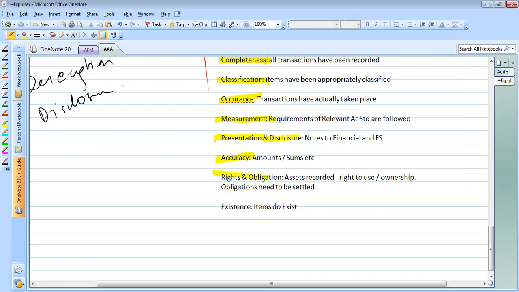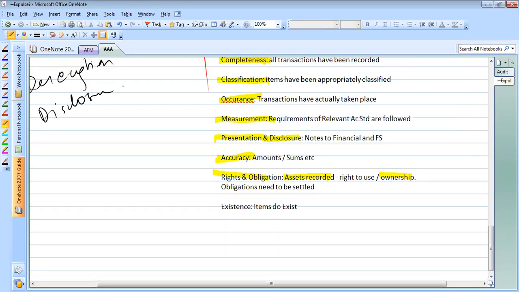Rights and obligations. The assets that we have shown as our assets, we actually do have a right over them. It's not necessary that we own them, because at times when you've got leased assets, you don't ultimately own them. But you have the right to use them, and you can record them as an asset in your financial statements. So when it says rights and obligations, it's about the assets that we have shown as our own, we have a right to use those assets, or we have ownership of those assets.